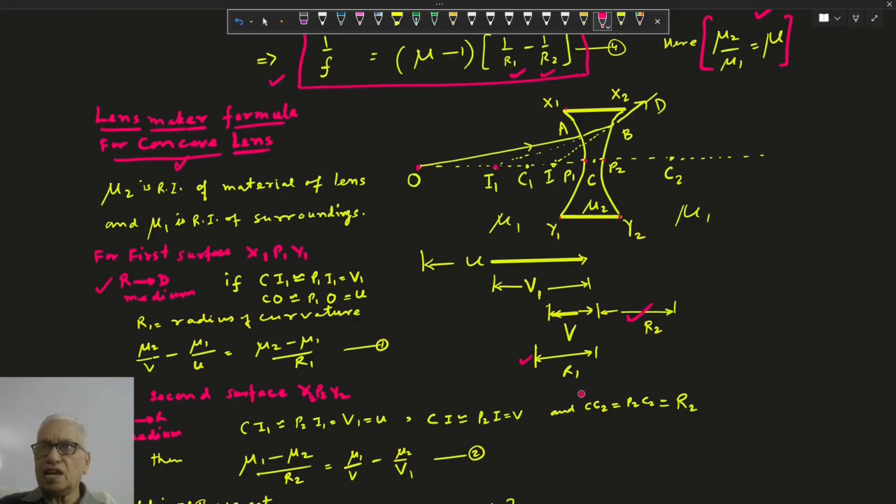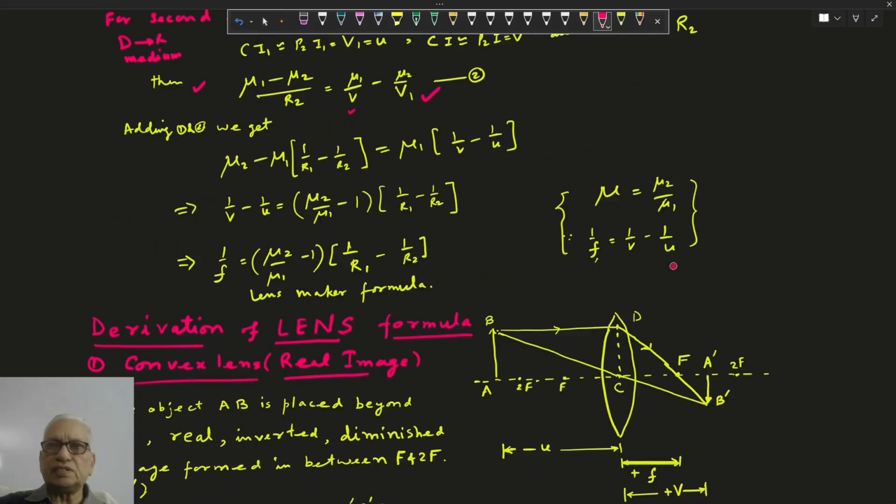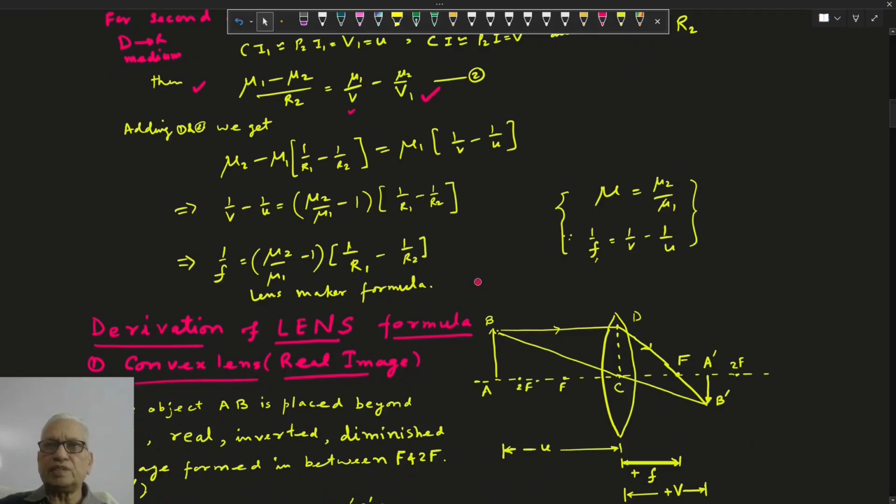For the first surface X P1 Y1, from rarer to denser, we will apply the same formula: mu2 upon v minus mu1 upon u is equal to mu2 minus mu1 upon r1. For the second surface, the denser to rarer formula will be applied: mu1 minus mu2 upon r2 equals mu1 upon v, the final image, minus mu2 upon v1, which is the intermediate image I1. Now we are adding equations 1 and 2. We get this: mu2 upon v1 cancels out from both the equations.